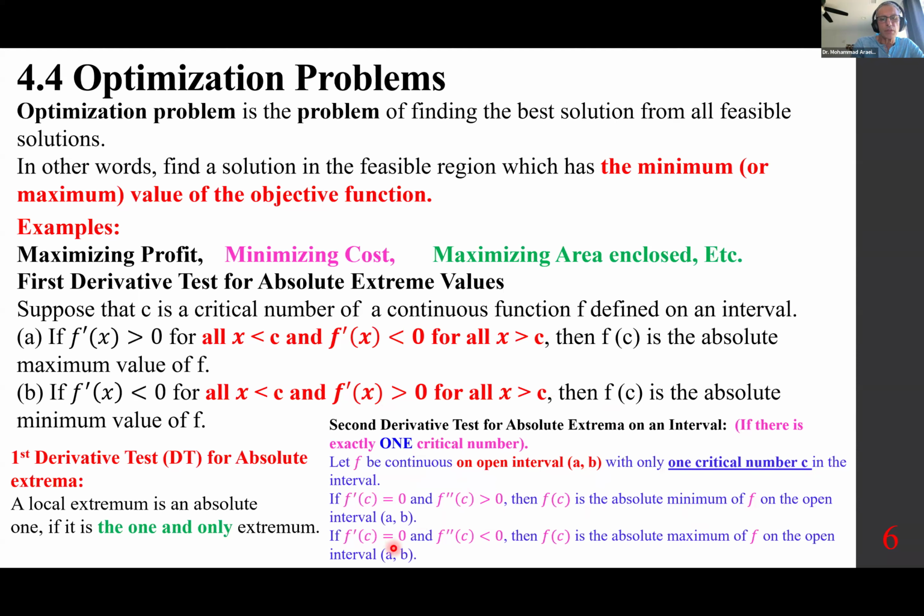If f prime of c is 0, that means that's a critical point, and f double prime of c is negative, then f of c is the absolute maximum, because negative means concave down. It's the maximum of f on the open interval from a to b. So that's the idea behind how we use the first or the second derivative test. In short, one critical point in an open interval, local becomes absolute.